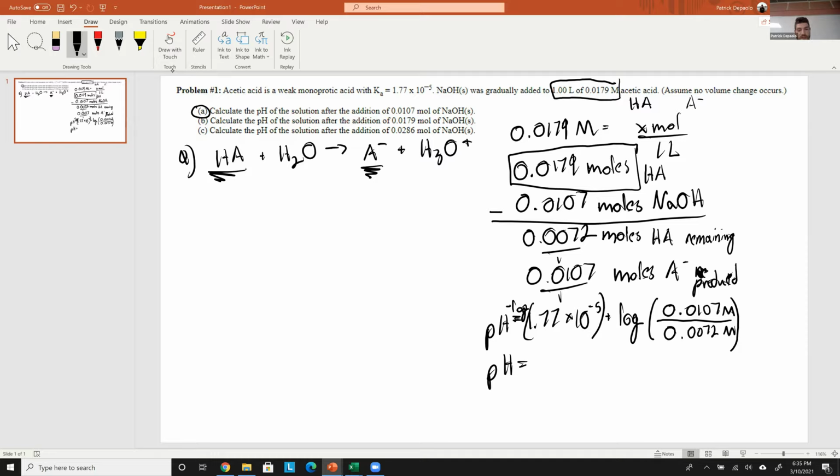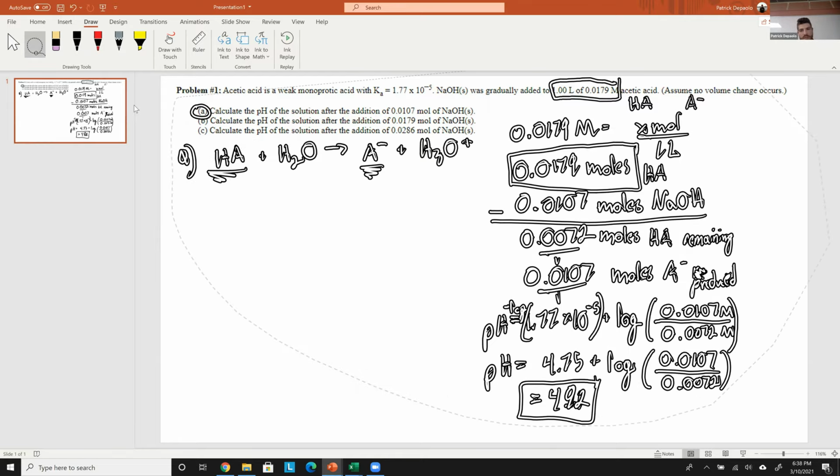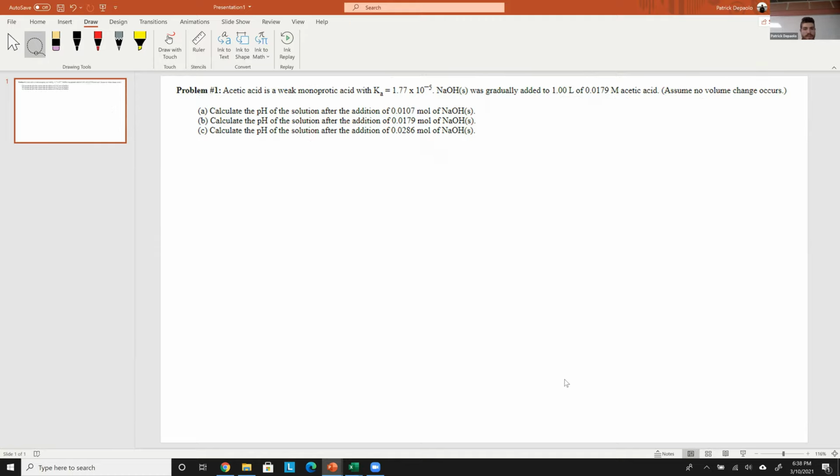All right, so then this could be 4.75 plus the log of 0.0107 divided by 0.0072. And what does this equal? It's going to be 4.92 by consensus. All right, let's move on for time's sake. Let's move on to the next one. I'll circle all of this stuff. Delete.